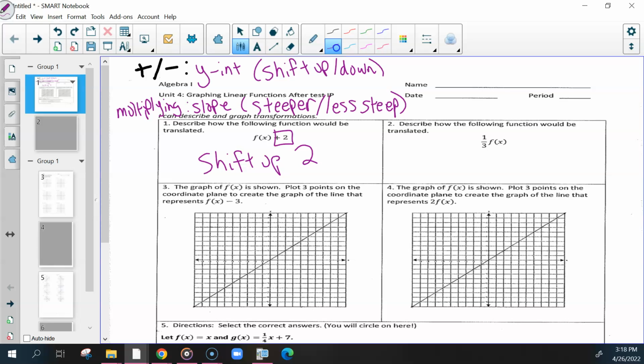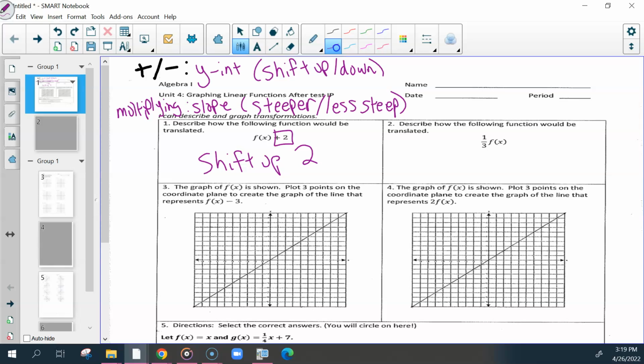What this means is if our original function, our original line, had a slope of 1 and a y-intercept of 0, so it has a y-intercept, but it's just 0 and it's not anywhere else. Instead of the y-intercept being 0, it would now be at 2. And every other point would also be up 2, since we're adding 2 to the entire function.